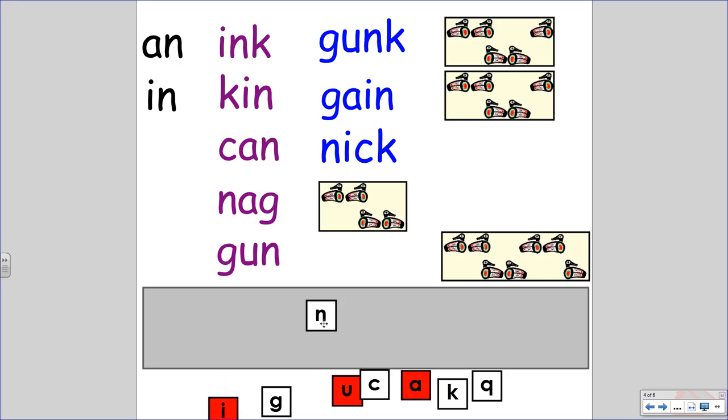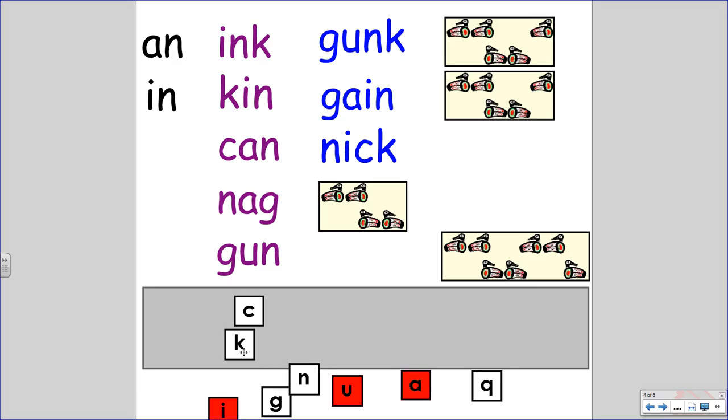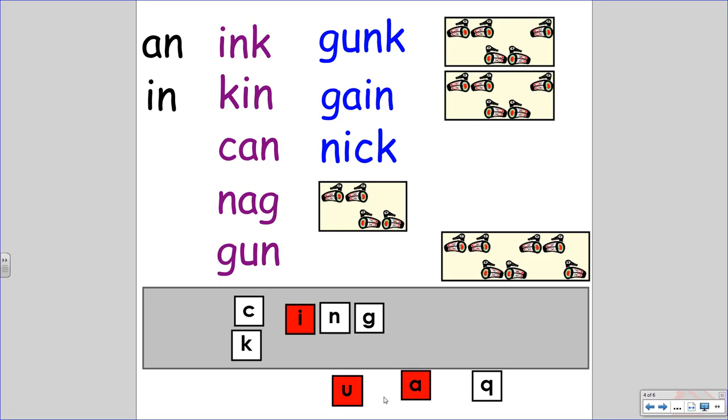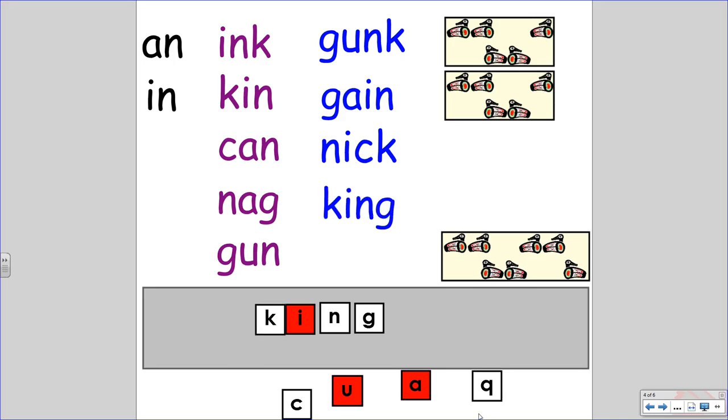Our final four-letter word is king. The king and queen sit on their thrones. King. K could be made by C or K. Ing. Ng. Is an ing sound. That does not look correct. King is made with K. King. Now we're going to go on to five-letter words. Put all your letters away.